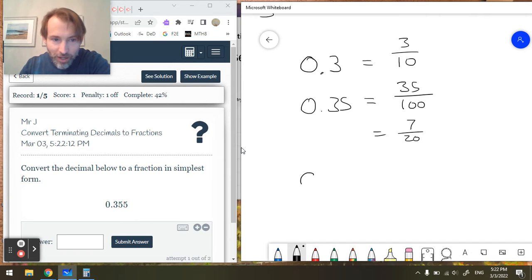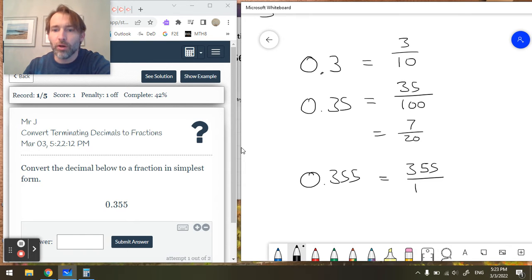Now, what if I have 0.355? This confuses many of you. But notice the pattern here. This is over 10. This is over 100. This one will be, this is the thousandths position, so this will be 355 over 1,000. All right?